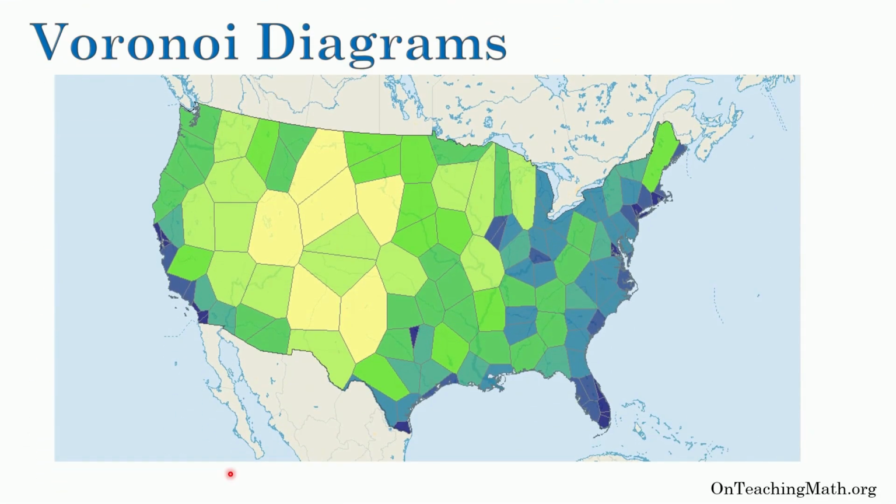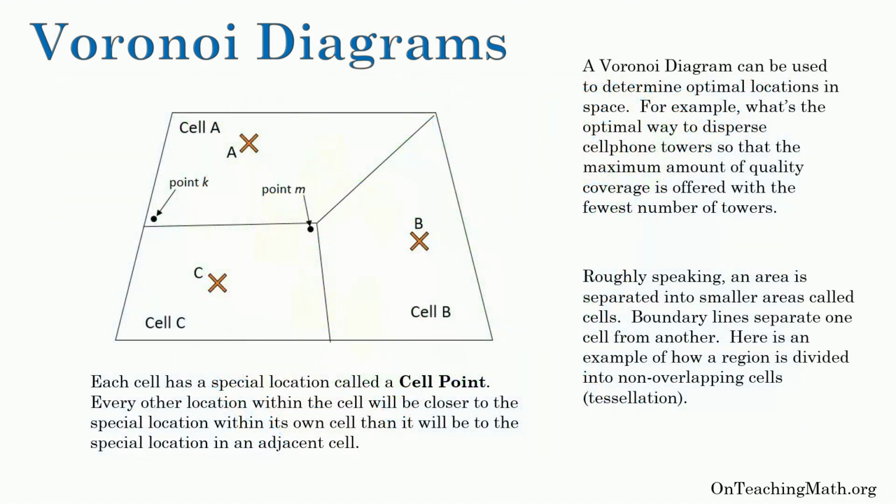So first of all, what is a Voronoi diagram? If you take a two-dimensional space like a map and you cut it up into individual non-overlapping units called cells, that's called a tessellation. The big idea is that you've got all these little areas called cells. Cells have boundaries, and inside each cell is a special location called the cell point. Every other location within a cell is closer to its cell's point than it is to the cell point of its neighboring cell. So let's see an example that's really clear.